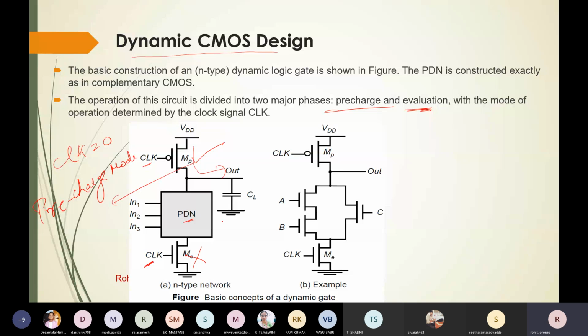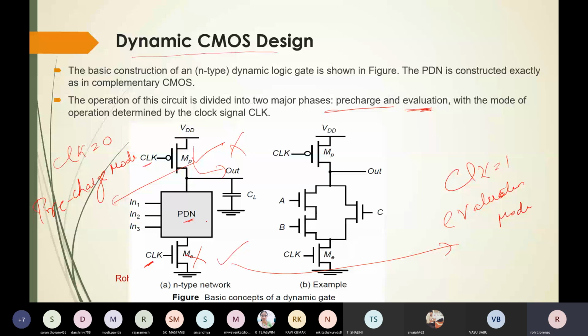Now when your clock is equal to 1, this transistor will be on and this will be off. So this will be in evaluation mode. Based on the inputs, it will simply discharge. If the inputs get a path from output to ground, it will simply discharge the value.